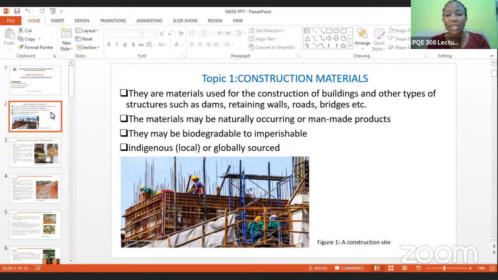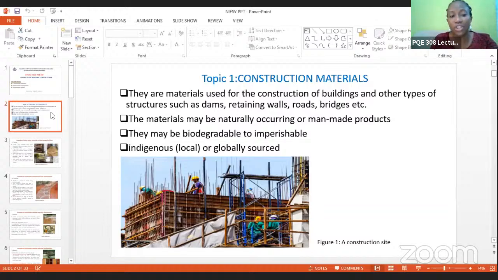And most times when we talk about construction, people think we only talk about building, but construction has so many aspects, and what we construct differs. Aside from buildings, we construct structures too, like dams, retaining walls, roads, bridges, and all that. Before I continue, if you have any question, I'm going to give room for questions at the end of every lecture note so that you can actually ask your questions.